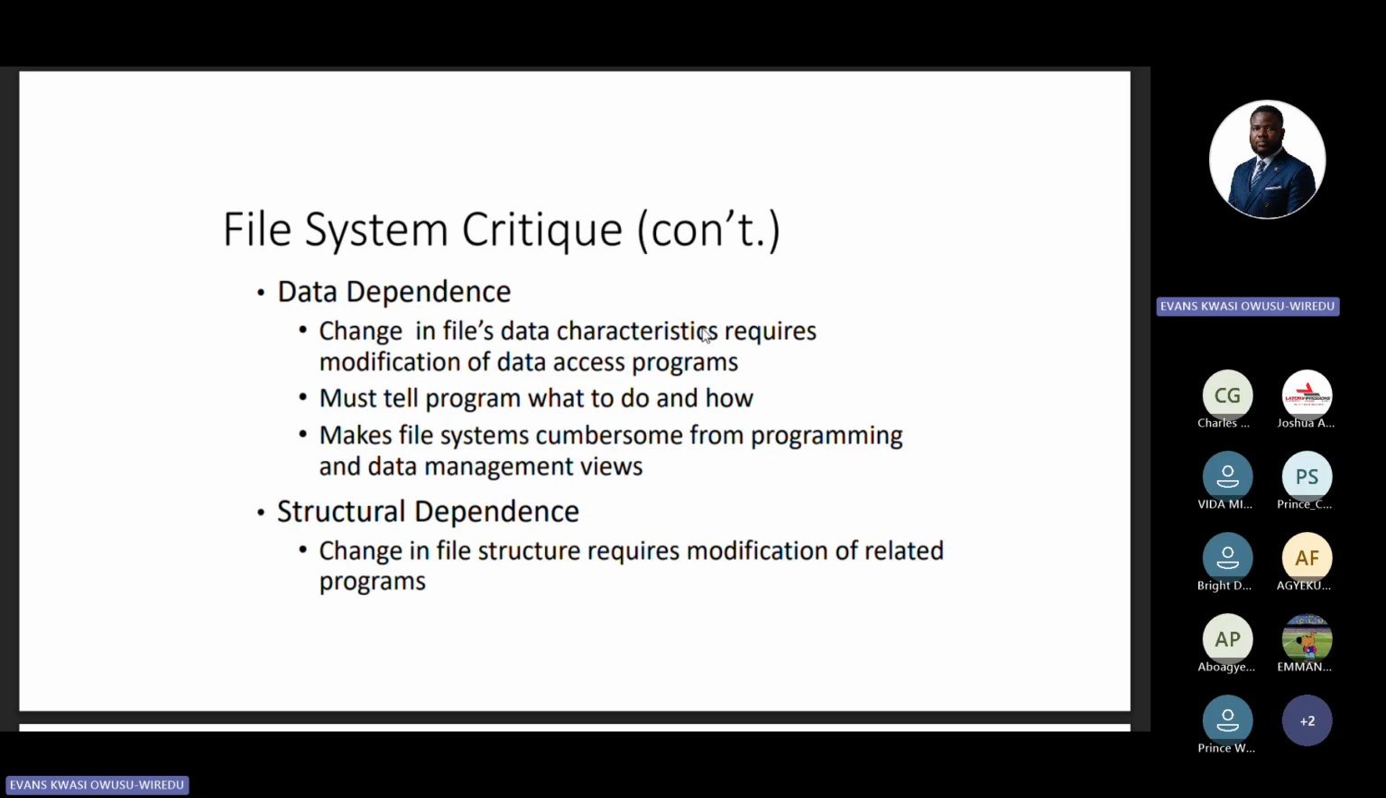A file system also has data dependence: a change in the files' data characteristics. So the same data can be renamed in another form. You see the inconsistency on that side too. You must tell the program what to do and how. A lot of programming has to go into it, right? Because you have decided to decentralize everything. Work has to go into every department all the time. The programmers will have a lot of work to do in this type of company.